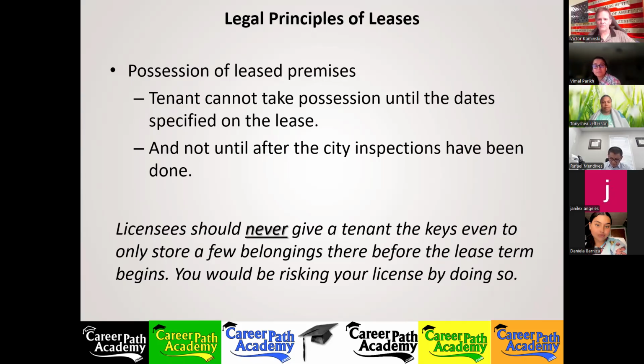So if they didn't follow through with whatever they were supposed to do to start leasing this property, well, it doesn't matter. They're already in there.